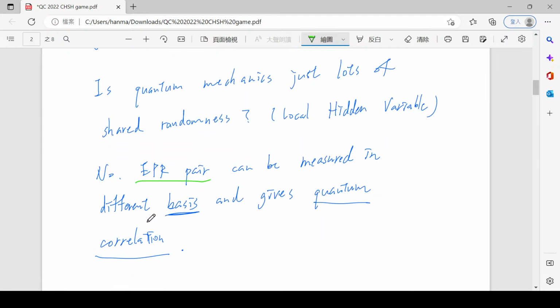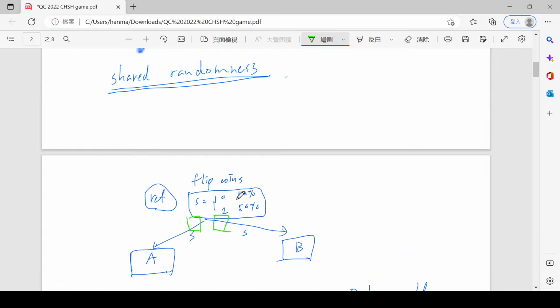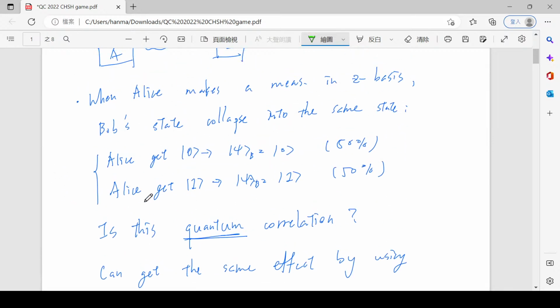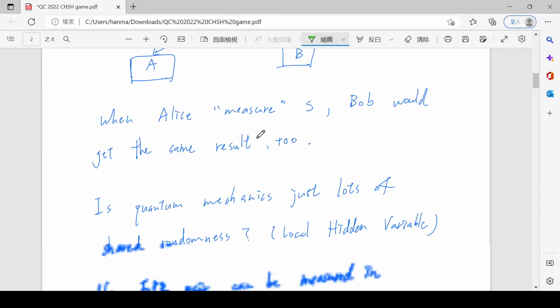The key to do it here is to choose a smart basis, or a lot of smart bases, such that the measurement Alice does and the measurement Bob does will have interesting correlations. Okay. Any questions so far? Do people understand why this is classical correlation? Okay, there are some who do not.